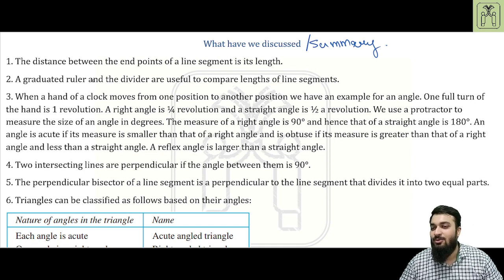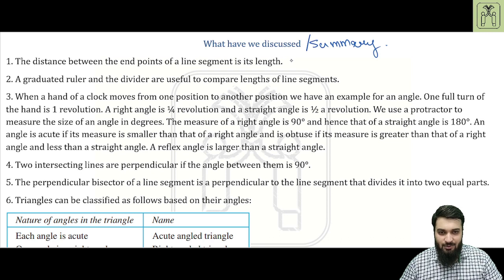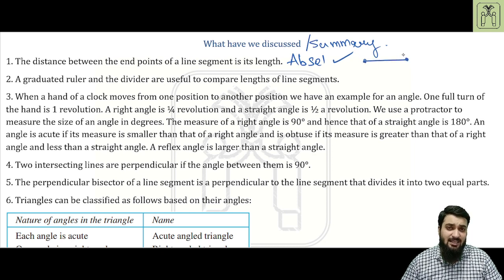चलो, so point number 1, the distance between endpoints of a line segment is called its length. Absolutely, इसको हम लोग लेंथ कहते हैं, और ऐसा क्यों? क्योंकि line segments are of measurable length. However, a line can be extended indefinitely on both the sides and a ray can be extended indefinitely on one side. However, line segments are of fixed length and they can be measured. That is totally a point of common sense.